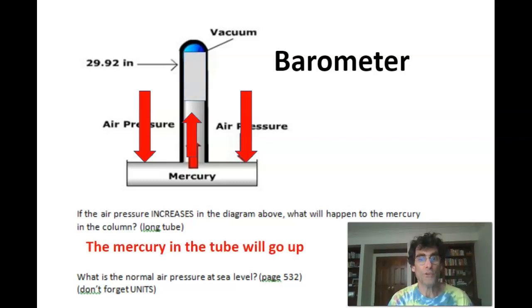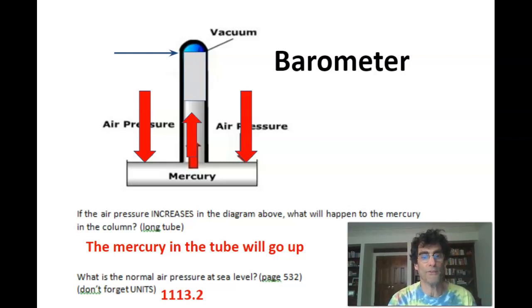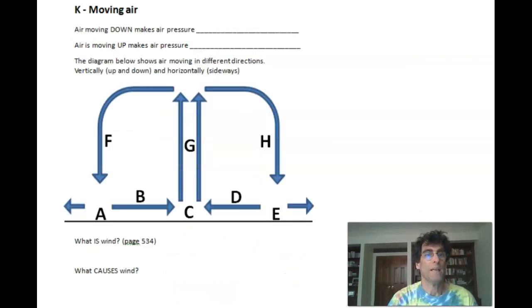So mercury in the tube goes up, and it's this arrow right here that tells you, now this arrow has moved to up here. That tells you what the air pressure is. There are different units for air pressure, and the one that the book talked about was millibars, and 1,113.2 millibars was exactly the average pressure at sea level. So that's what you would read up there.